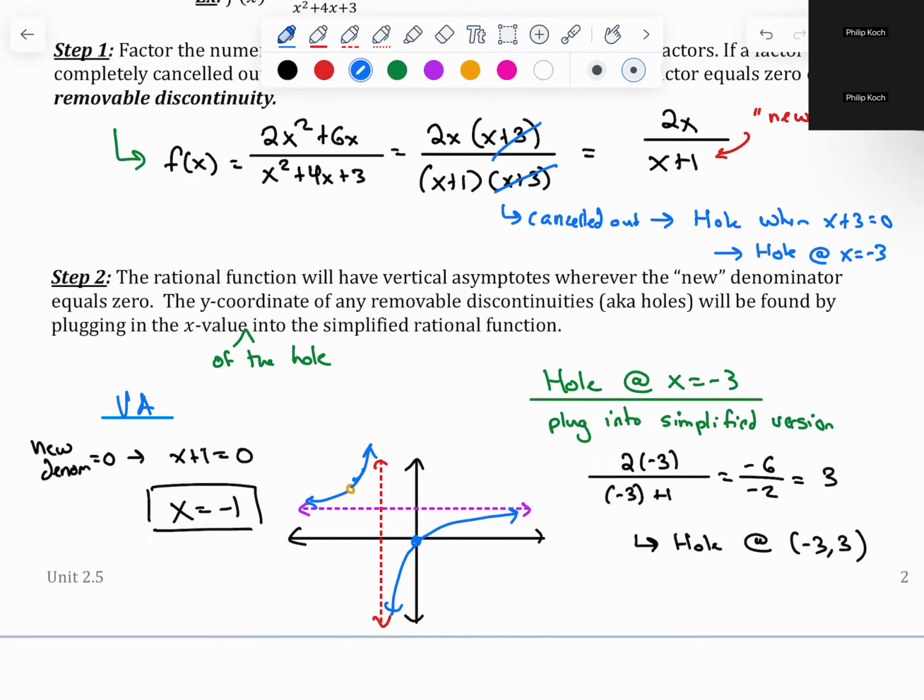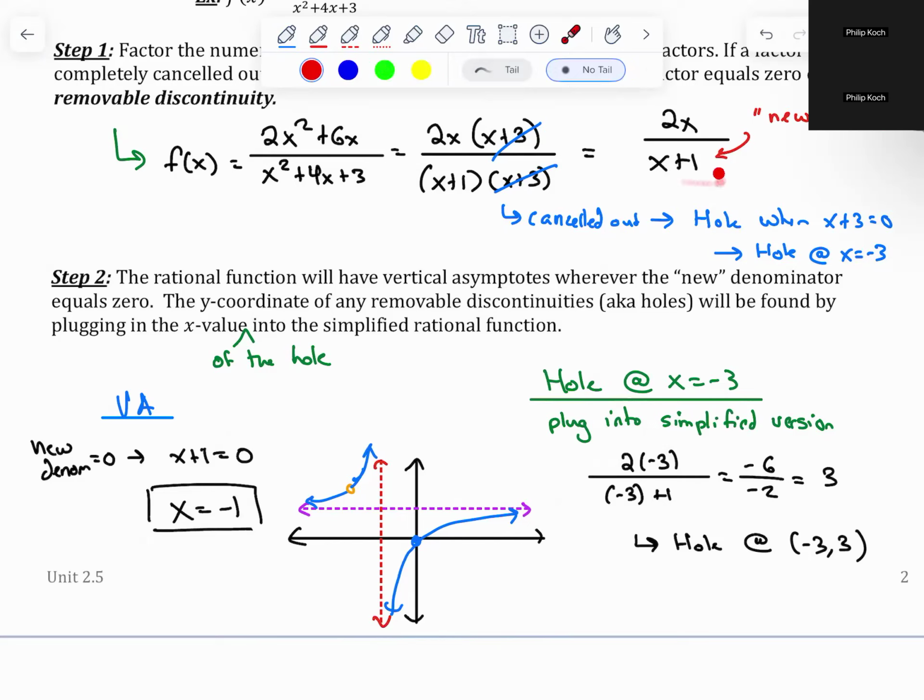So the question is, why do we have vertical asymptotes where the new denominator equals 0? And then also, why do we have holes where the factors cancel out? And furthermore, why do the holes occur? Why is it that we find the location of the hole by plugging it into the simplified version of the function? So let's answer that first question. Why do we get vertical asymptotes where the denominator equals 0?